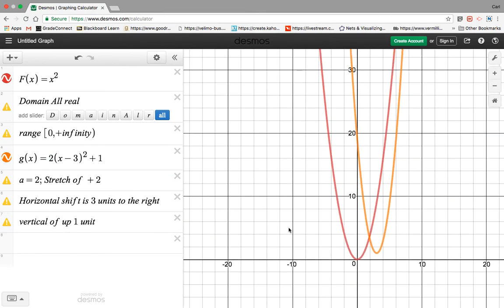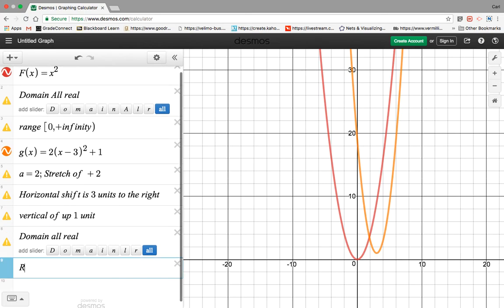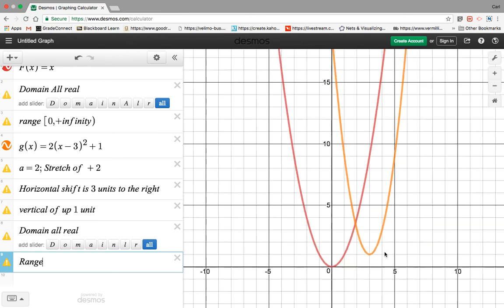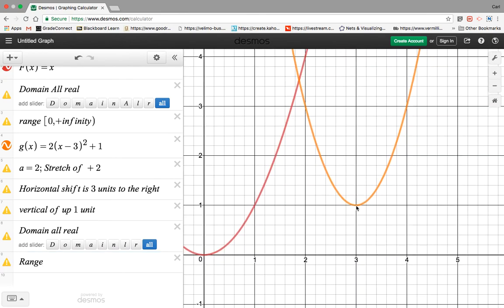If we're going for domain and range on this one, domain is still all real. This always happens for quadratics unless it's a rational one, but the range is slightly different now. Looking at our very bottom point, 3, 1, hopefully we can say that the range is going to be from 3 to positive infinity.